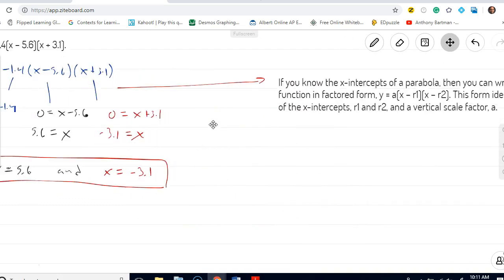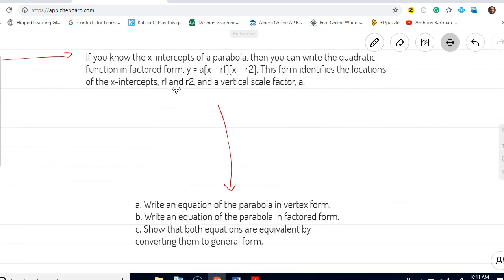Now, if you know the x-intercepts of a parabola, you can write the quadratic function in factored form: y equals a times x minus r1 times x minus r2. And this form identifies the location of the x-intercepts. We're calling them r1 and r2. We call them r because, remember, one of the ways we can say what they are called is the roots. So r1 and r2, we have two roots and a vertical scale factor of a. Okay, so there is our next form that we have.